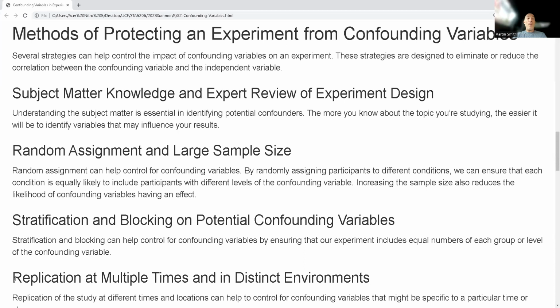Next one that helps protect us is replication at multiple times and in distinct environments. So basically, I'm just changing things up. Imagine I have an oven, and my oven doesn't actually reach the temperature that it says on the settings. And I keep on using that oven for experiments. Well, there's a problem with what I have. Now, if I go to a different kitchen on the other side of the country, and I start doing things at different times of day, then that oven aspect probably won't come to bear as a confounding variable on the situation.